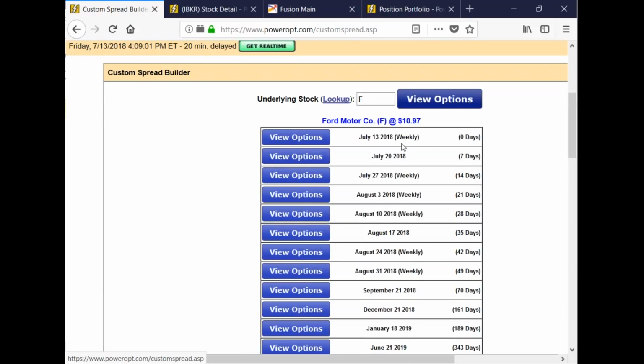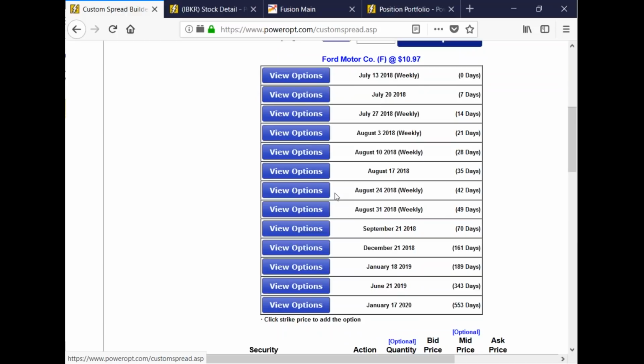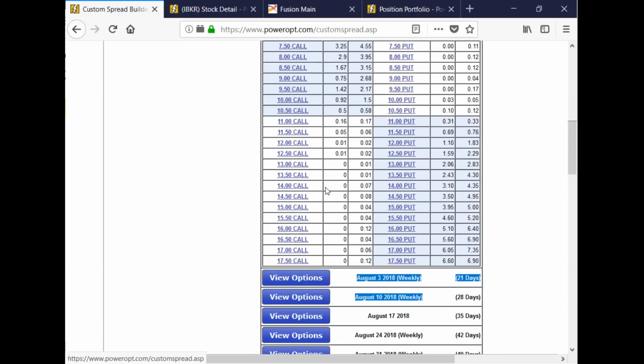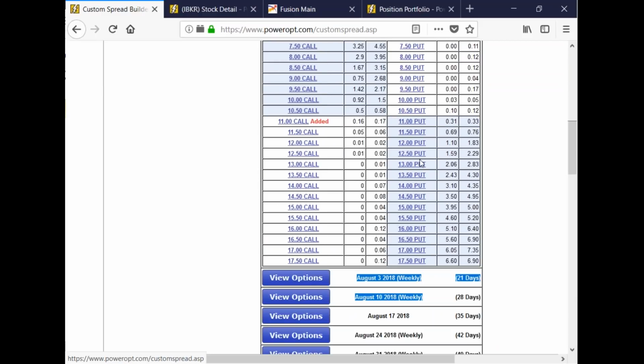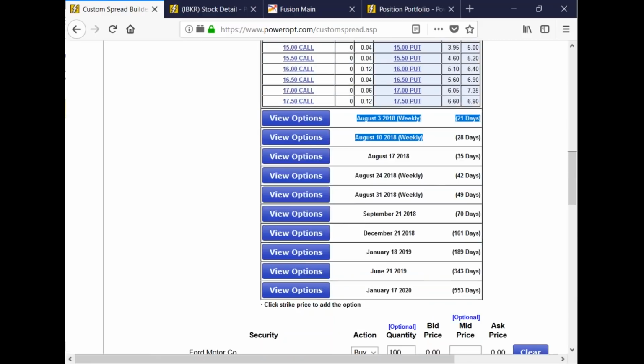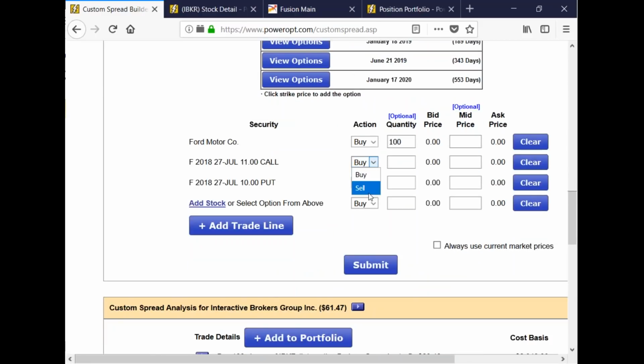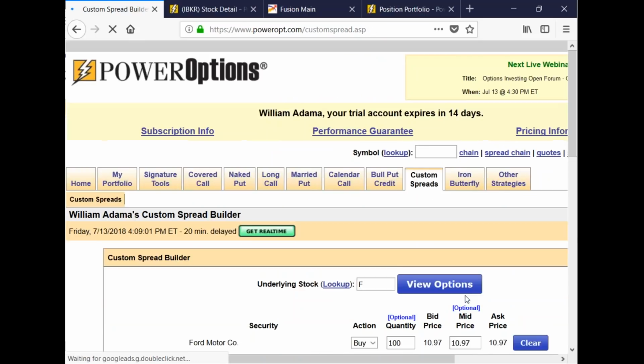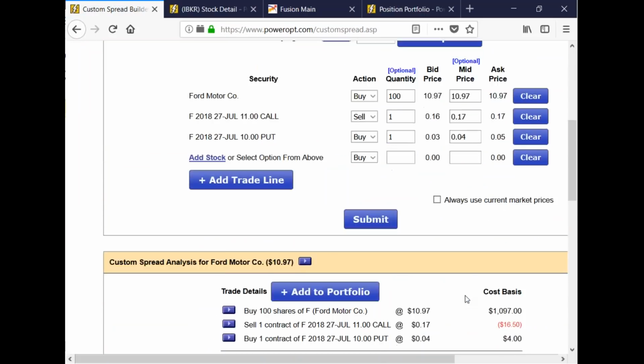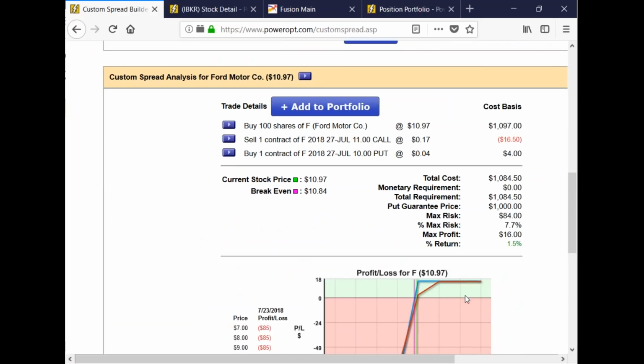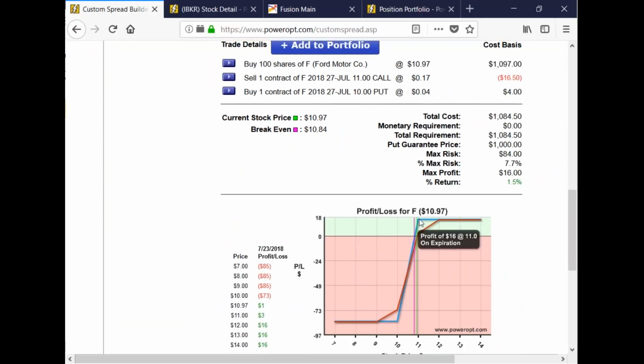So let's say I got into it today at 10.97, Rajiv, we've got 10 days to the dividend, so I'm crossing the ex-dividend date, I'm automatically going out to July or to August 3rd. Let's go to the 27th. I'm going to sell an 11 call, buy a 10 put. So it would be a standard collar out to the 27th of July, crossing the ex-dividend in 10 days. It's only a 1.5% return, still taking on a risk of 7.7. That doesn't look too good.